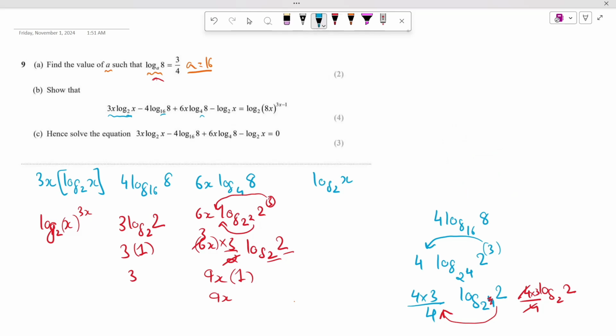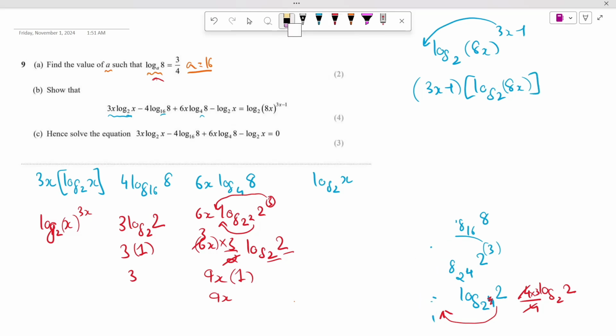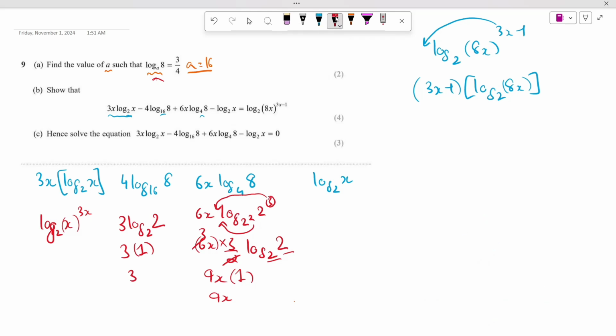Yes, so it was given, what's the term there? Log to the base 2, 8x is in the argument and 3x minus 1. Okay, so we can write this as 3x minus 1 and this would be log 2 8x. So we'll just leave it in this form. Now let's take the different terms that we have and we'll see if we can prove this. We'll try to prove it.